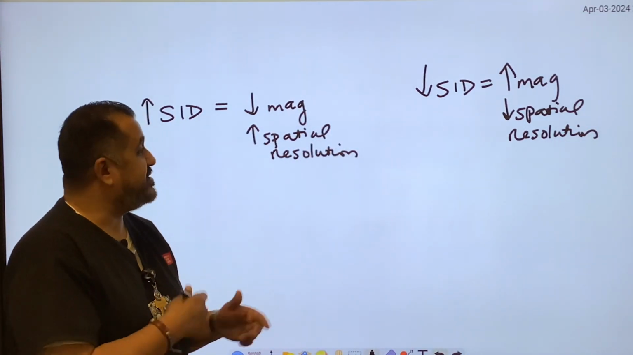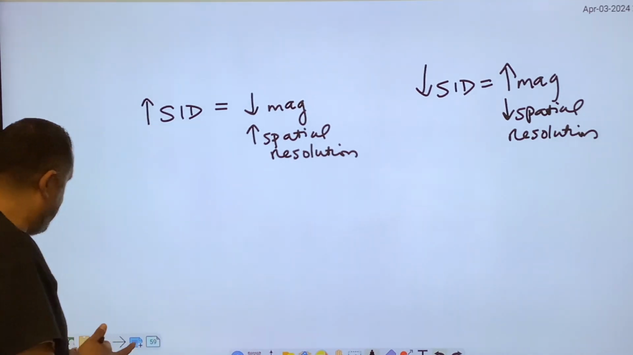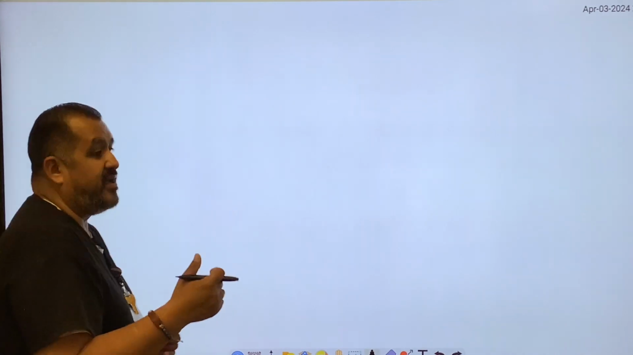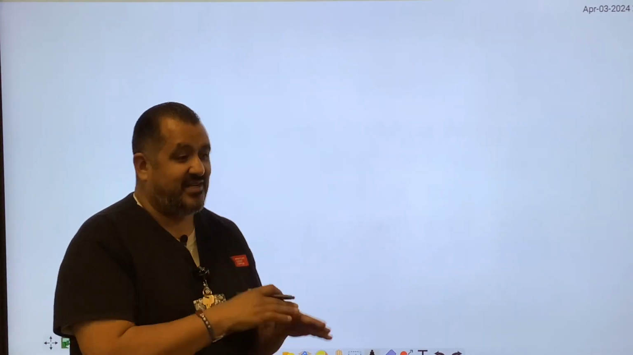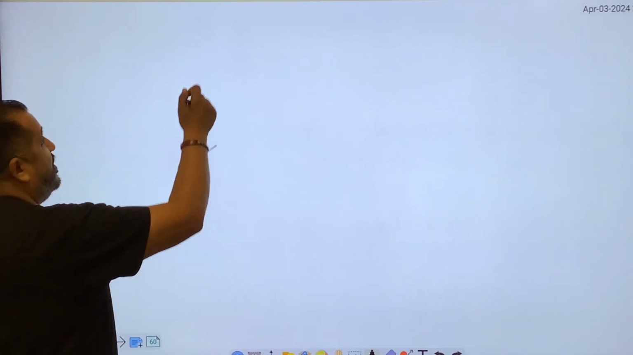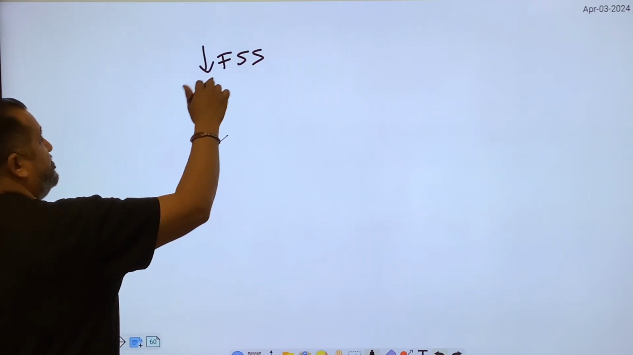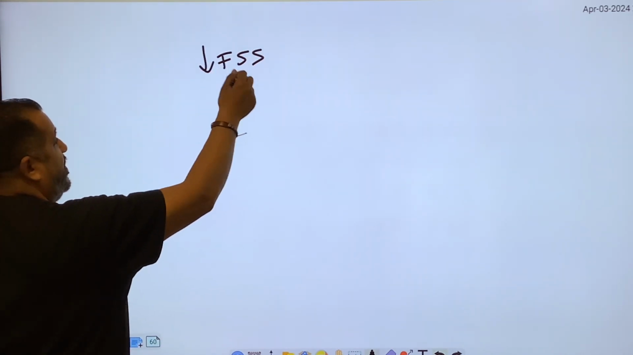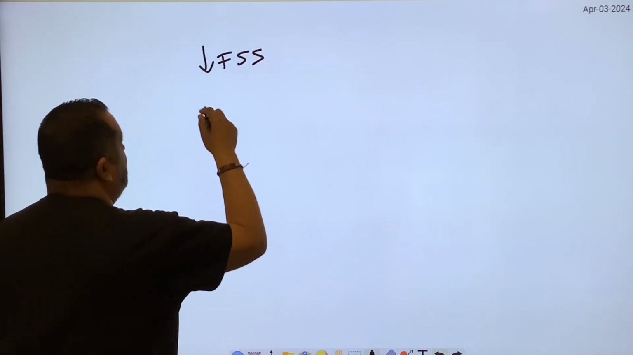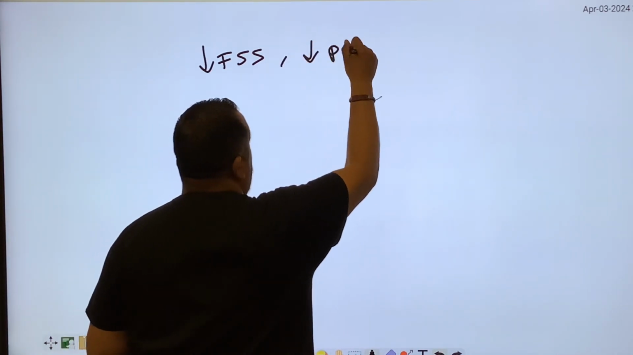So now we're going to continue here with the focal spot size. I'm going to show you the focal spot size, and then we'll also demonstrate a couple of different ideas inside the lab to show you exactly how this is all going to occur. So you want to decrease your focal spot size selection. I'm just going to put FSS, focal spot size. If you decrease your focal spot size, you're going to end up with less penumbra.